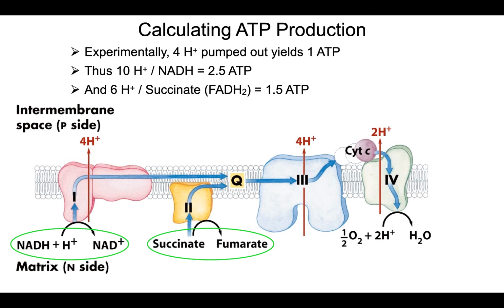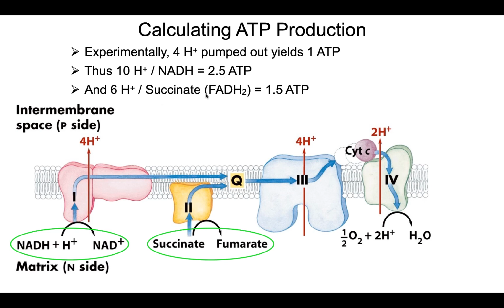So what has been experimentally figured out is that for every 4 protons that are pumped out of the matrix into the intermembrane space, that is enough energy to create 1 molecule of ATP via ATP synthase. Thus, the 10 protons that are pumped into the intermembrane space from NADH, so 4 in complex 1, 4 in complex 3, 2 in complex 4, means that NADH has enough energy to give rise to 2.5 ATP.